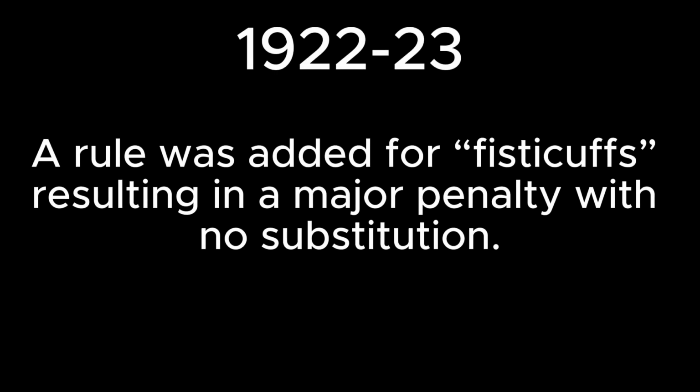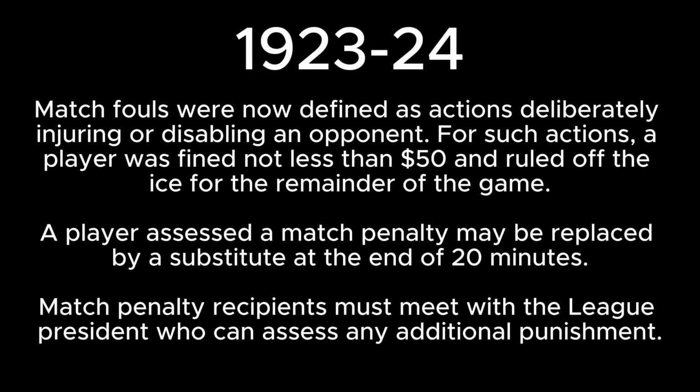In 1922-23, a rule was added for fisticuffs, resulting in a major penalty with no substitution. In 1923-24, match fouls were now defined as actions deliberately injuring or disabling an opponent. For such actions, a player was fined not less than $50 and ruled off the ice for the remainder of the game. A player assessed a match penalty may be replaced by a substitute at the end of 20 minutes. Match penalty recipients must meet with the league president, who can assess any additional punishment.